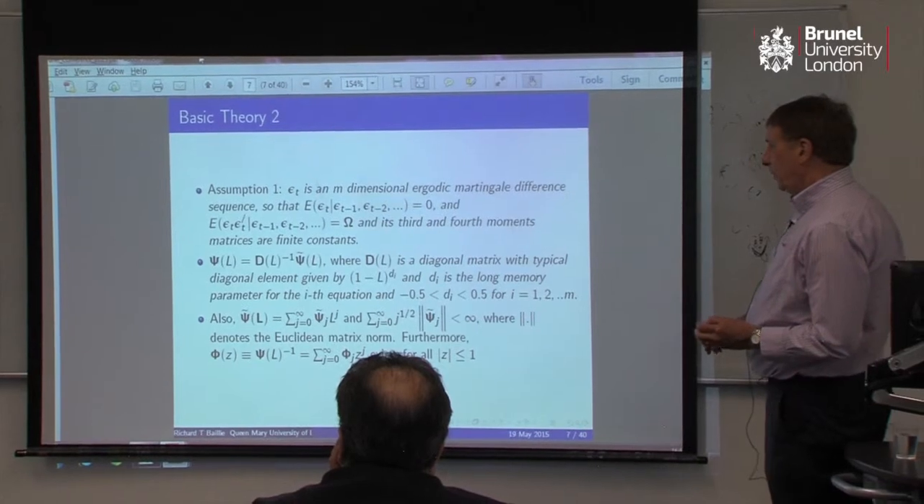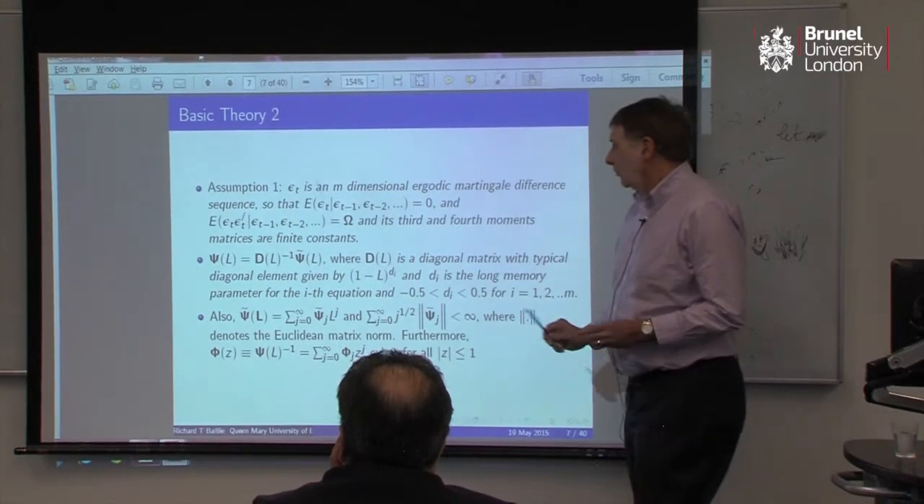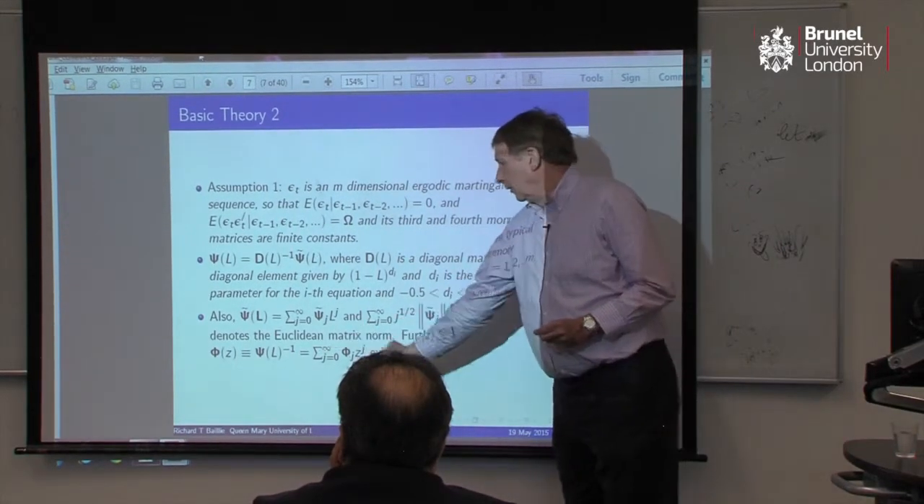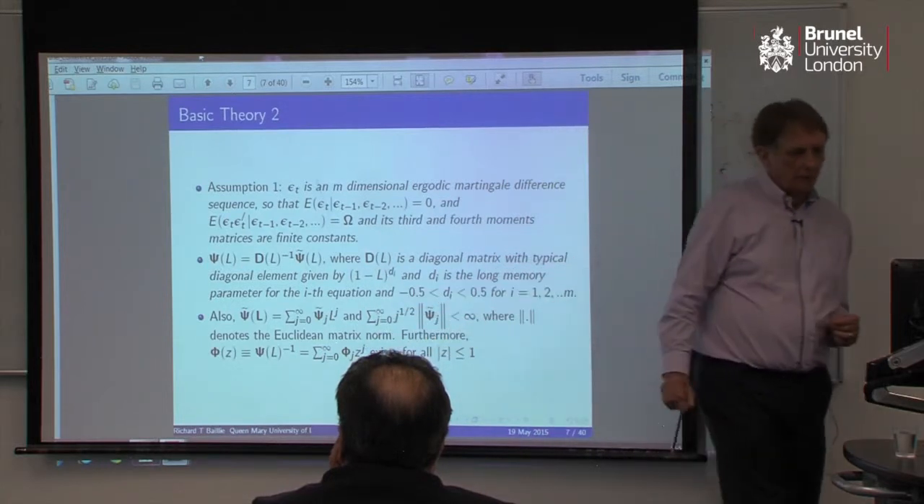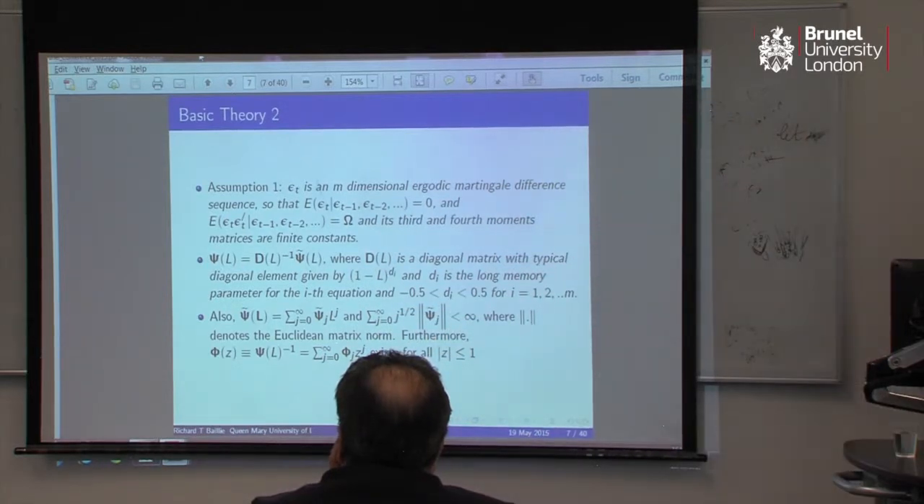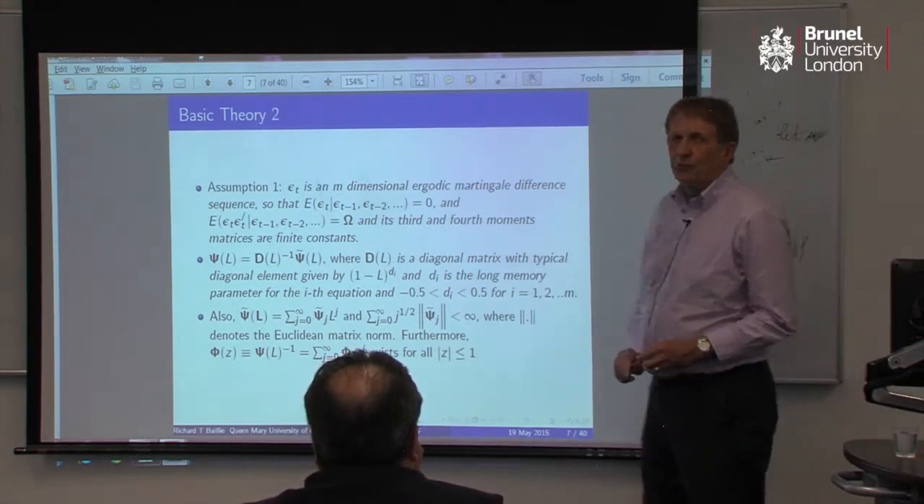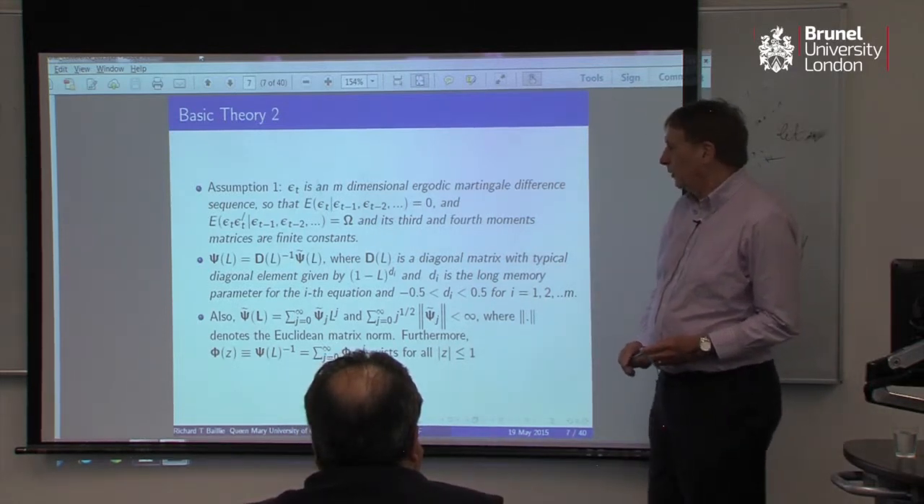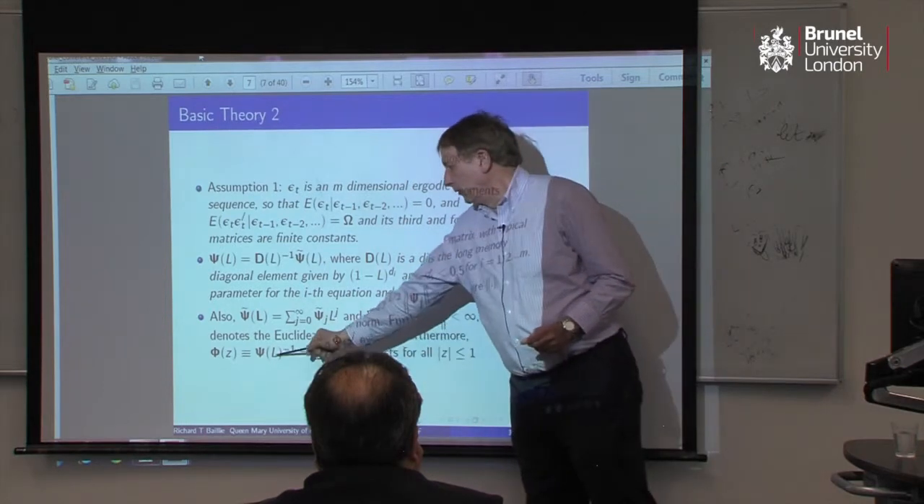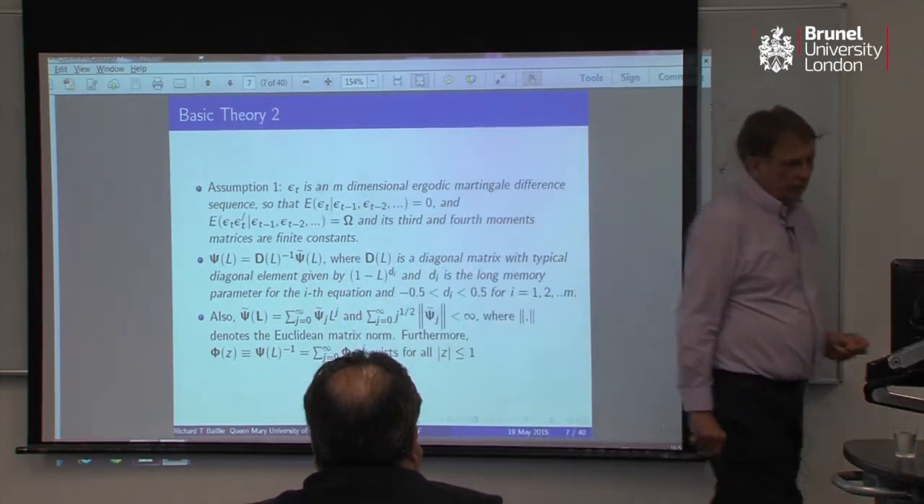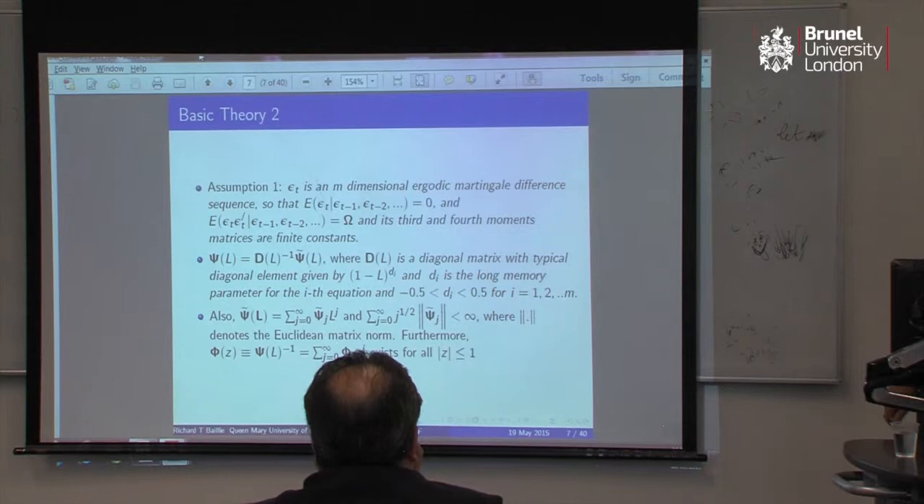So we're assuming that this can be inverted to get a high-order autoregressive representation if you want to do that. So the success of this method is going to depend upon how well we can approximate this infinite order polynomial in the lag operator, Psi(L), Phi(L), for the autoregressive representation.